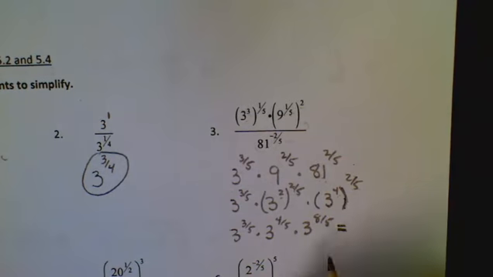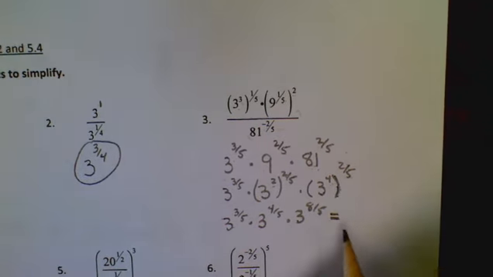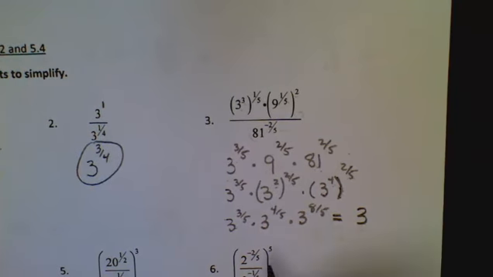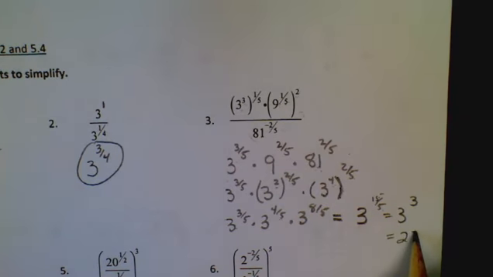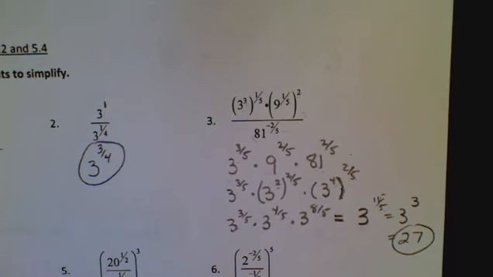And the last step then, because I'm multiplying and now they're all like bases, I keep the base, and I add the exponents. 3/5 plus 4/5 is 7/5. 7/5 plus 8/5 is 15/5. That reduces to 3. 15 divided by 5 is 3. So 3 to the 3rd, 27.